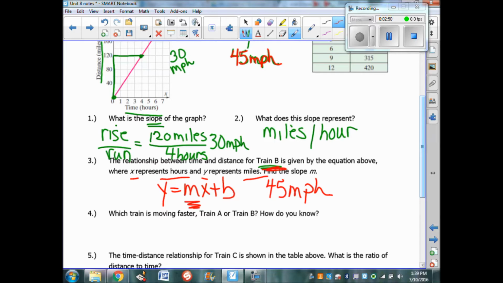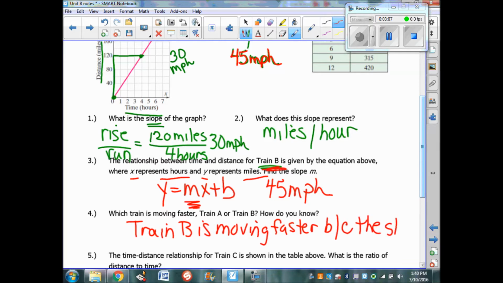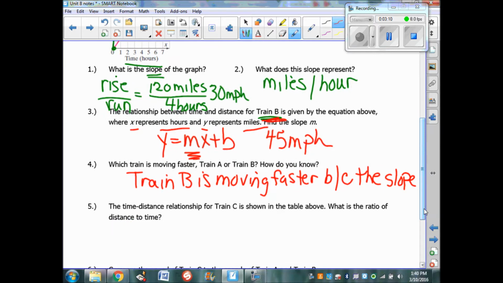So it says, which train is moving faster, train A or train B? How do you know? So we know that train B is moving faster because the slope, okay, or the rate of change, is larger. Okay, train B, we said, was moving 45 miles per hour. That's certainly faster than train A, which was 30 miles per hour.